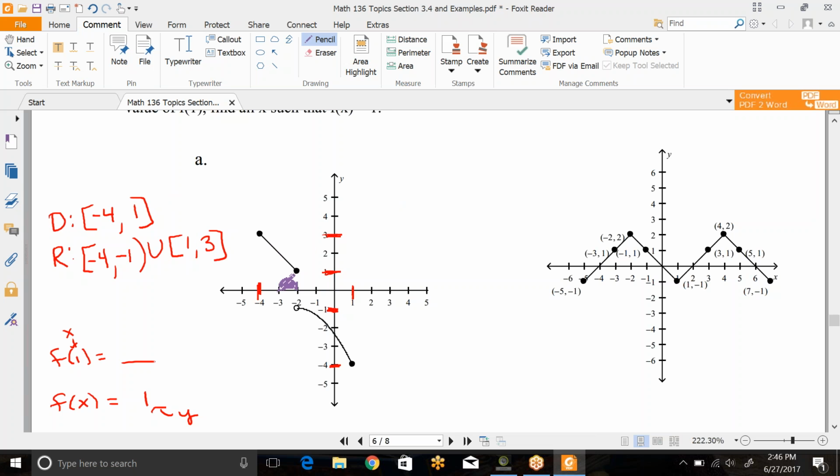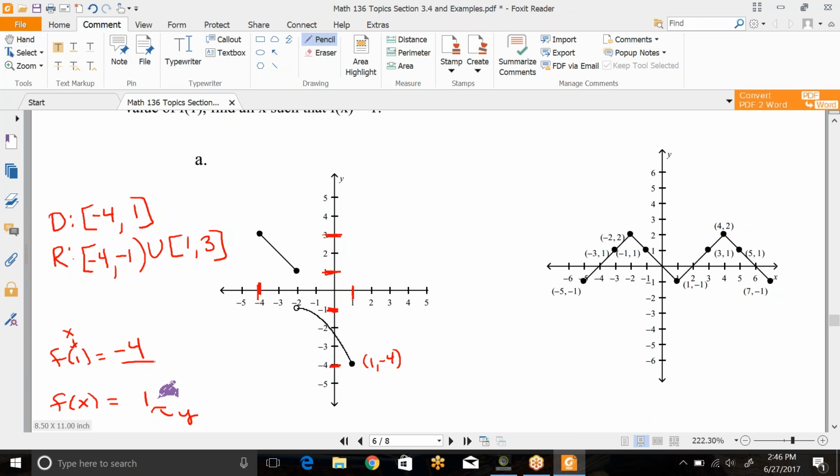So there's my domain and range. My domain goes from -4 to 1. That's what x's are being used. And then there's two separate y chunks for the graph. F of 1 means find 1 on the x-axis and find an ordered pair that goes with that. The y value for that guy is -4.